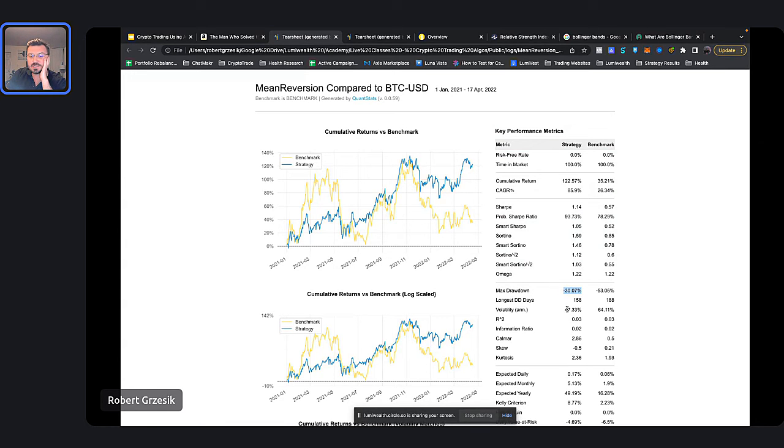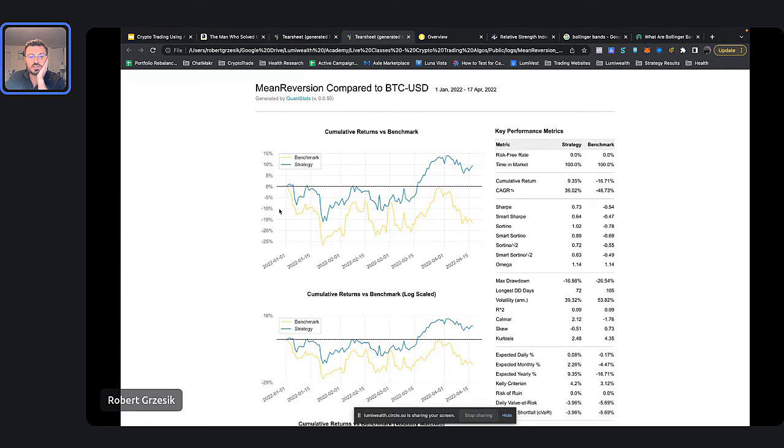Our volatility is also quite a bit lower. Volatility on Bitcoin is 64% a year. Ours is only 47% a year. So we're taking less risk and getting much higher returns using this mean reversion strategy. That sounds like a really good idea to me.